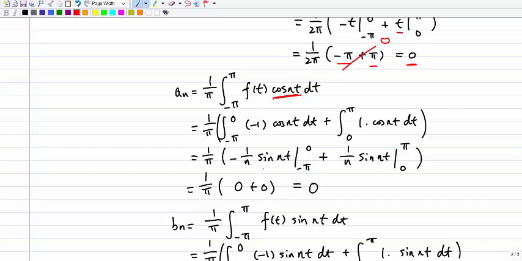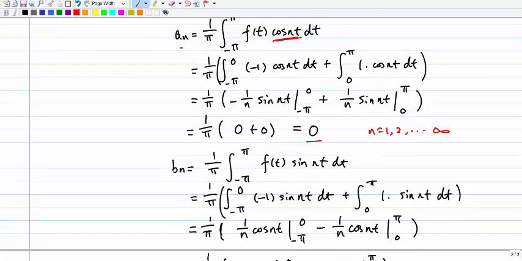So if you do this one together, this is sine nt, doesn't matter what n you have. When t is 0, sine 0 is 0, sine n pi is also 0, so this is gone. Sine n pi is also 0, sine n times 0 is also 0, so this is also gone. So it becomes 1 over pi times 0 plus 0, which is 0, so the a_n is also 0. It doesn't matter what n you have, this is always 0.